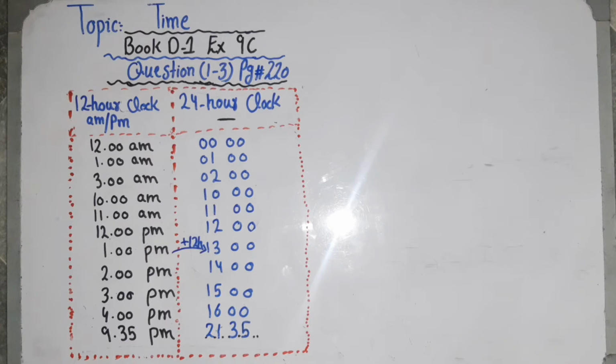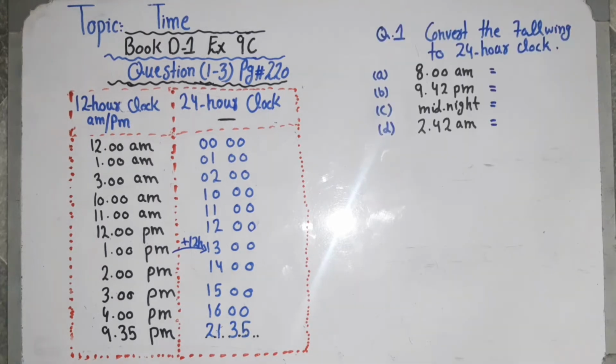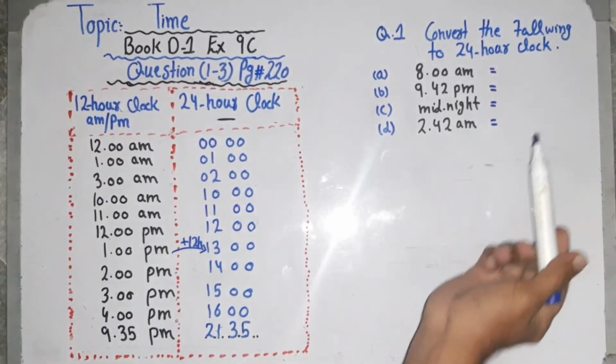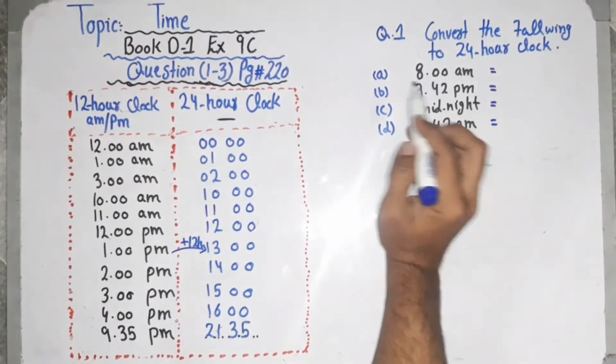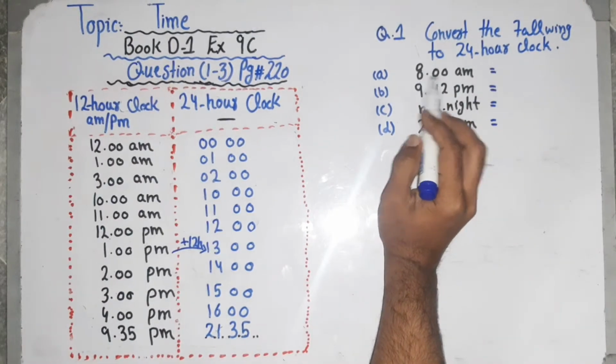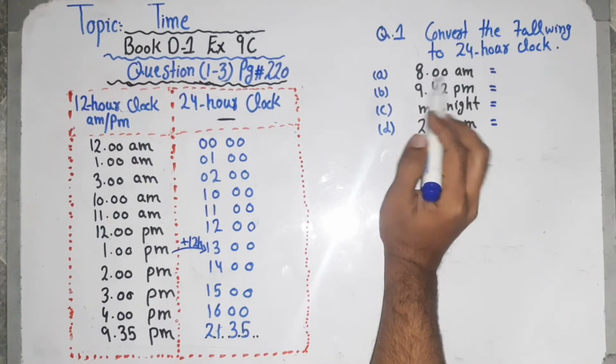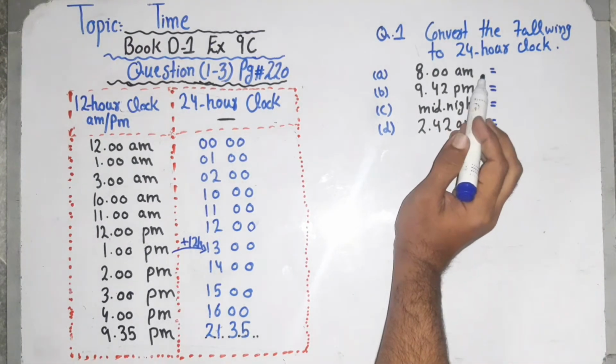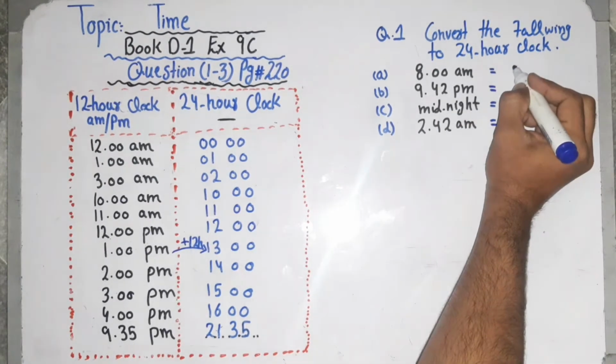I hope this table will help you to understand question number 1 and 2 of this exercise, and question number 1 and question number 2 are very simple. So let me write question number 1. Convert the following to 24-hour clock notation. The first part of this question is 8 AM. As I told you earlier, when there is AM on 12-hour clock, the time on 24-hour clock is the same, with just a little difference.